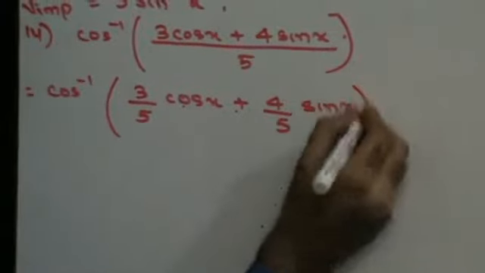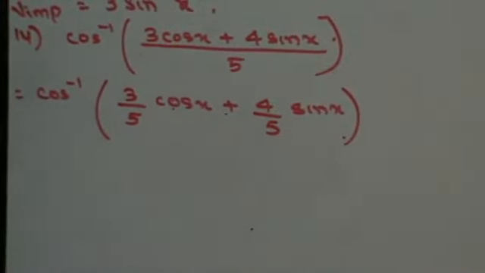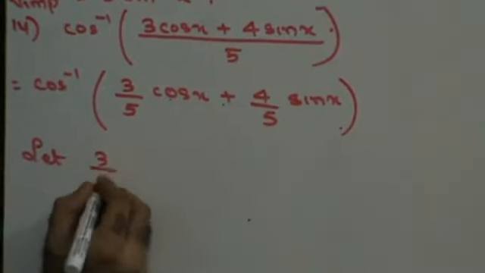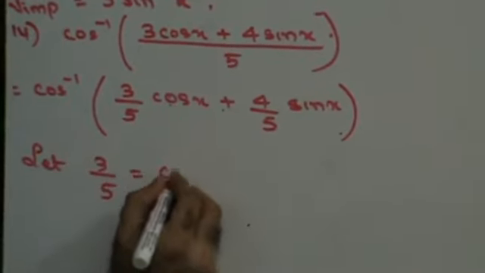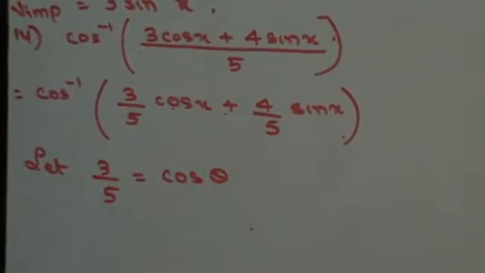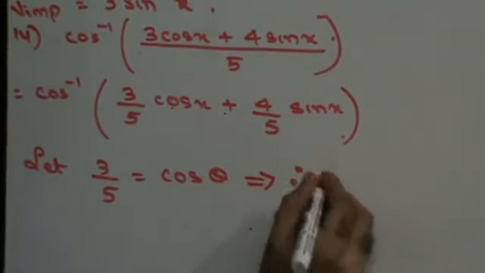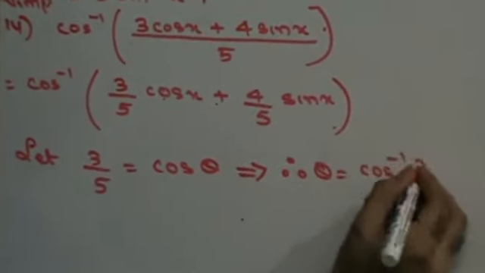Right? Now, let's see this. Let us assume that 3 upon 5 is, say, cos theta. If 3 upon 5 is cos theta, then I can say therefore theta is cos inverse of 3 by 5.